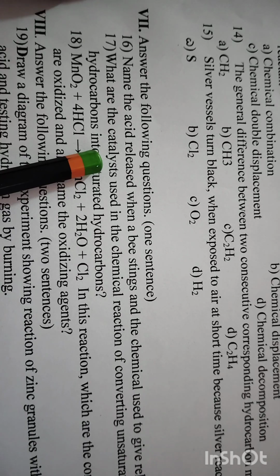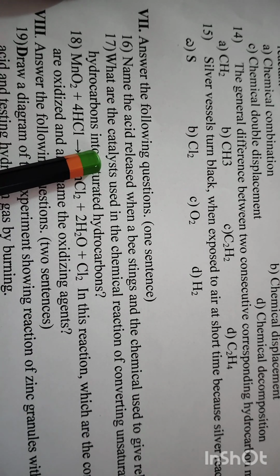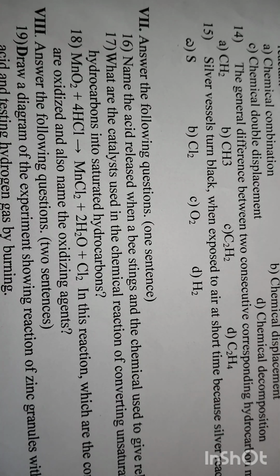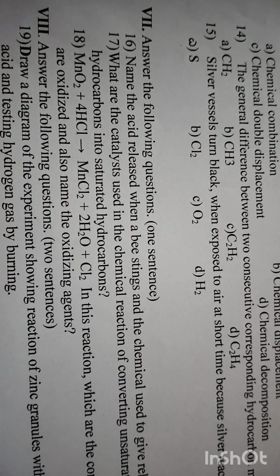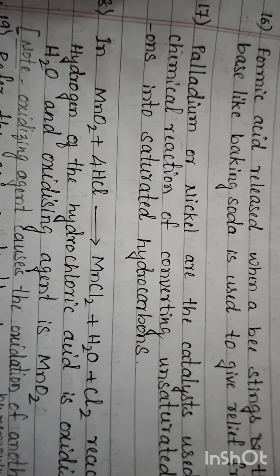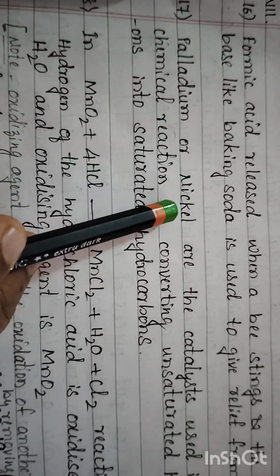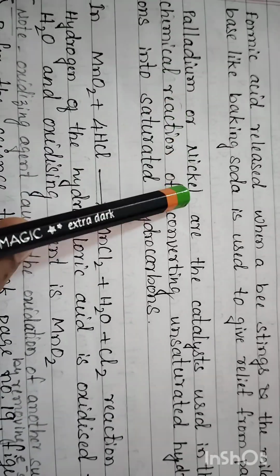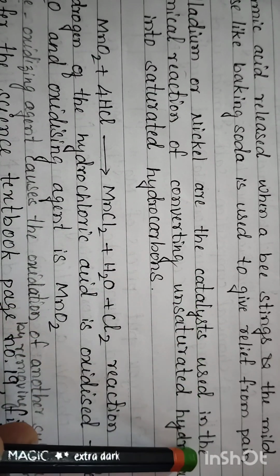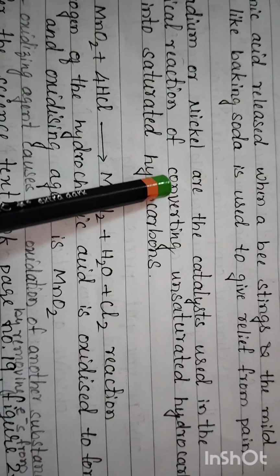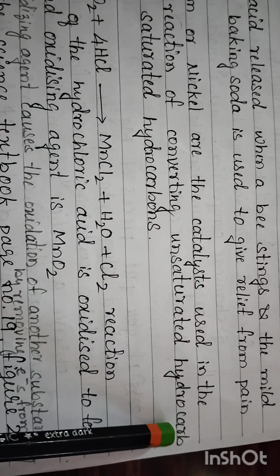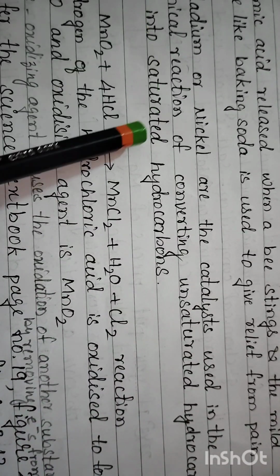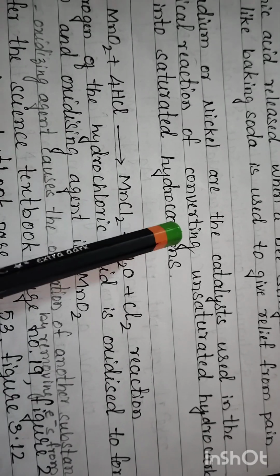A catalyst is a substance which increases or promotes the rate of reaction without undergoing change itself. In this conversion of unsaturated hydrocarbons to saturated hydrocarbons, usually palladium or nickel are used as a catalyst. Palladium or nickel are the catalysts used in the chemical reaction for converting unsaturated hydrocarbons into saturated hydrocarbons.